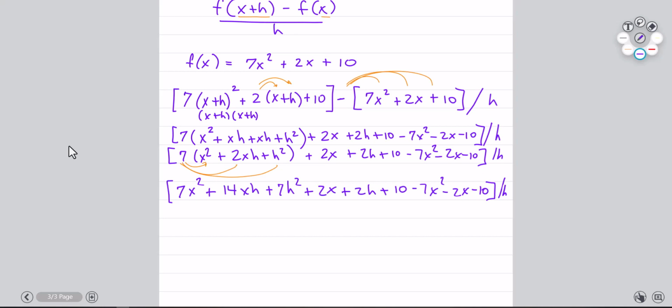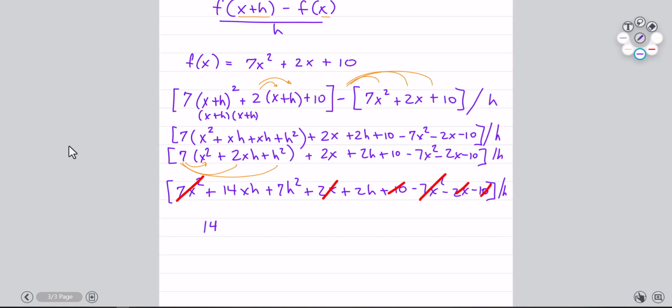Now I'm going to let you in on a little secret. Everything that does not contain an h should cancel. If you find you have something that doesn't cancel, like 2x, then you probably made a mistake in your algebra. So I can see 7x squared minus 7x squared cancels. I can see plus 2x and minus 2x cancels. I can see 10 and minus 10 cancels. It's nice to know that, because everything that does not contain an h will cancel.